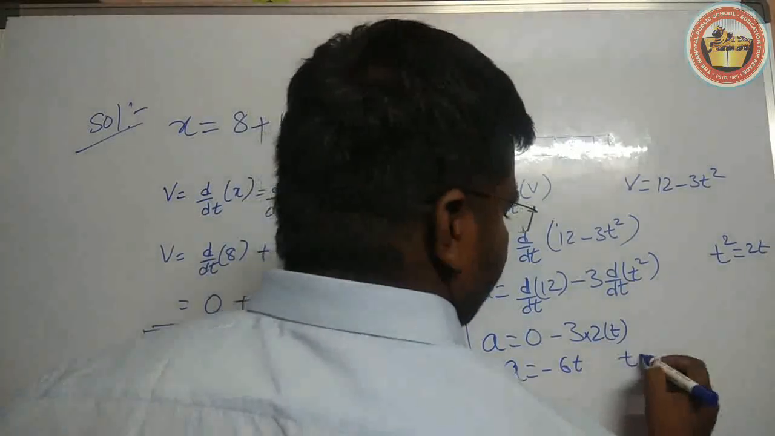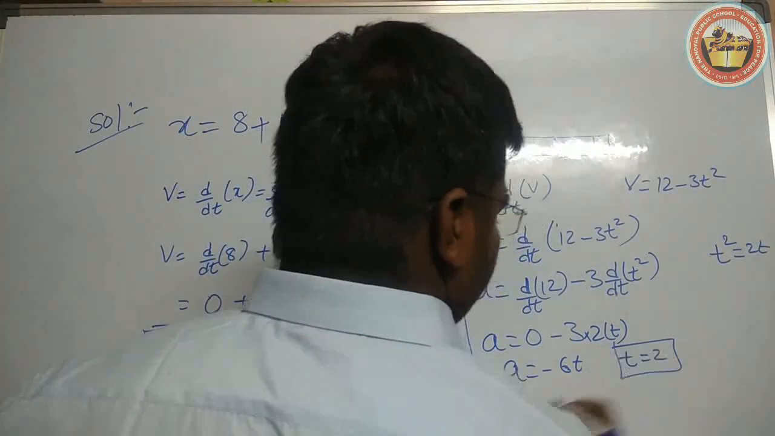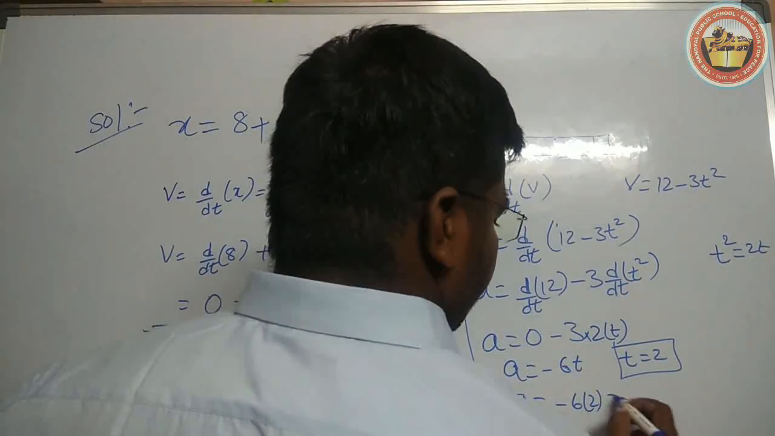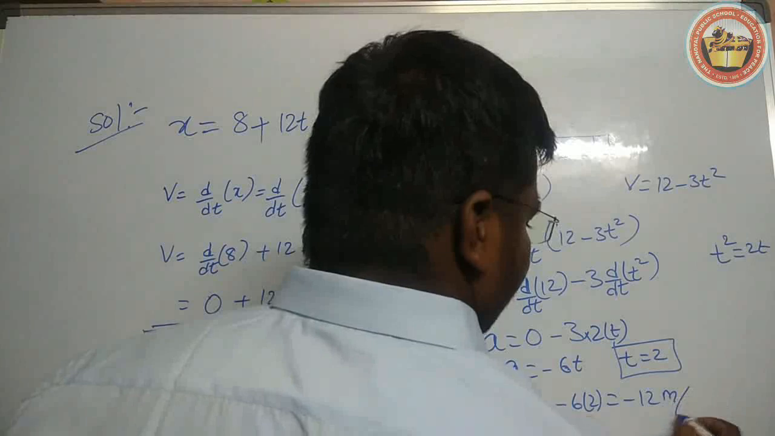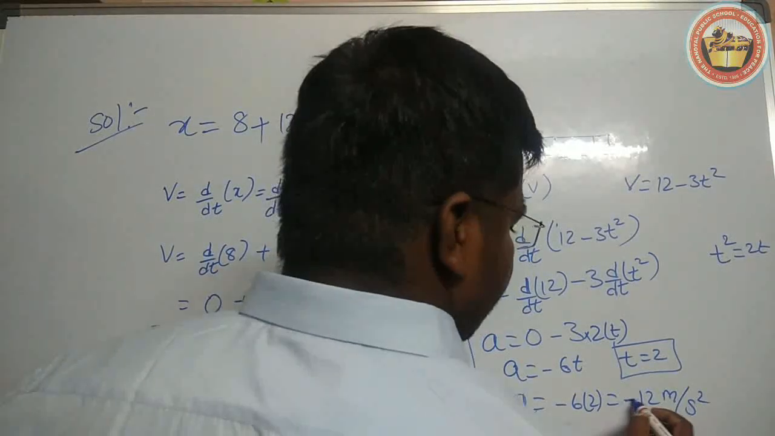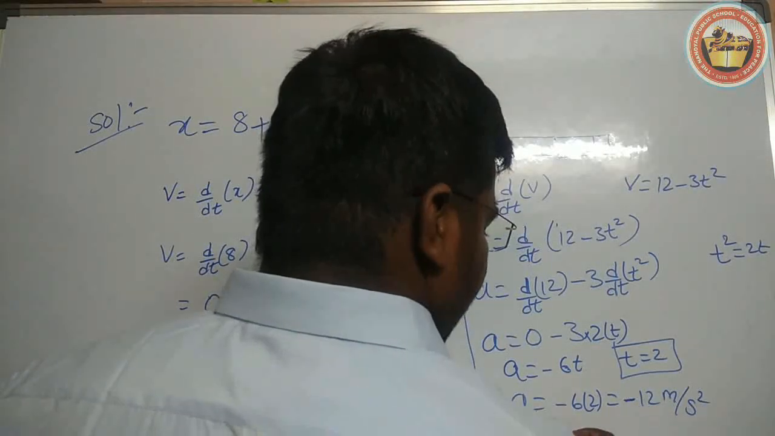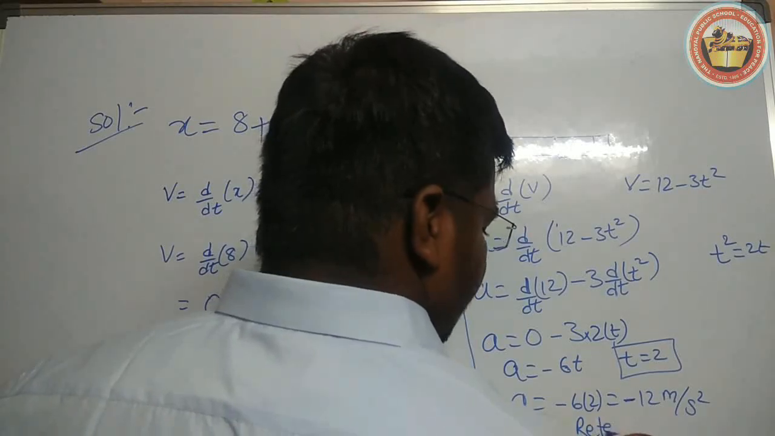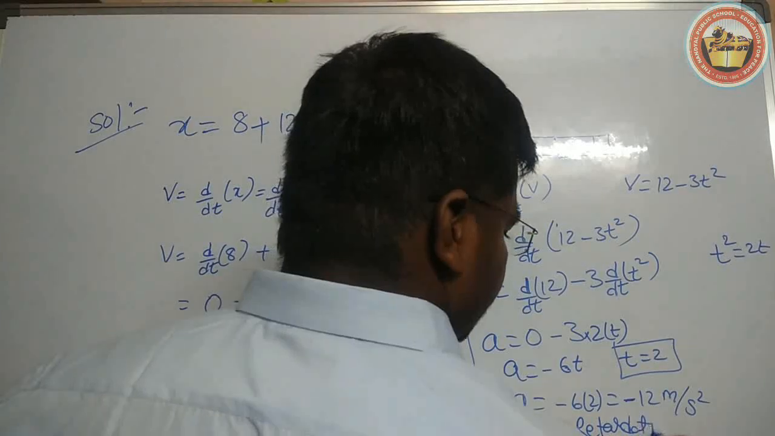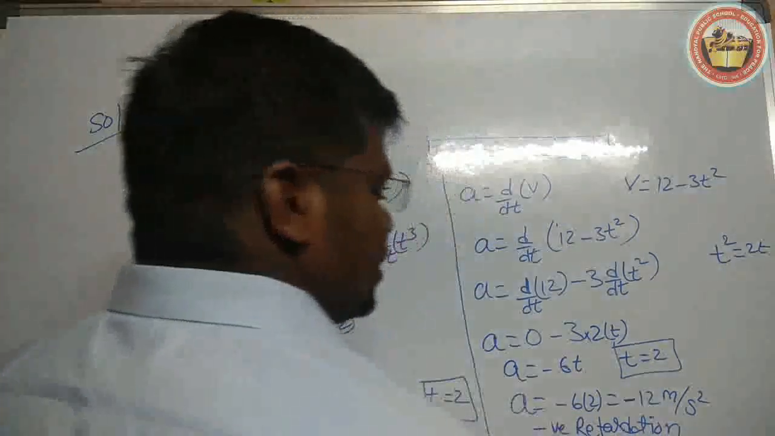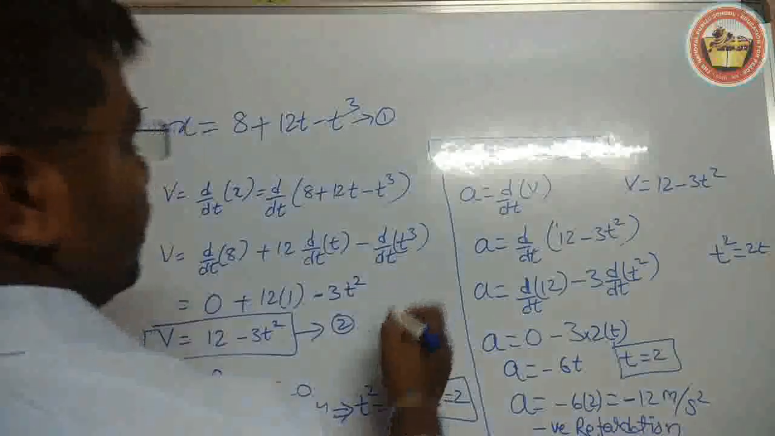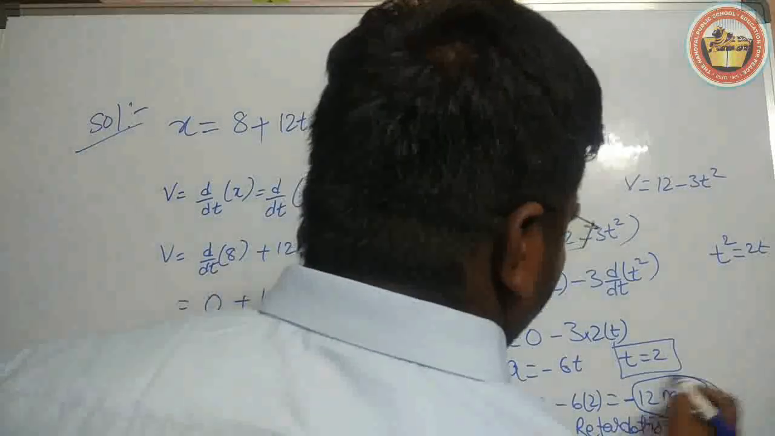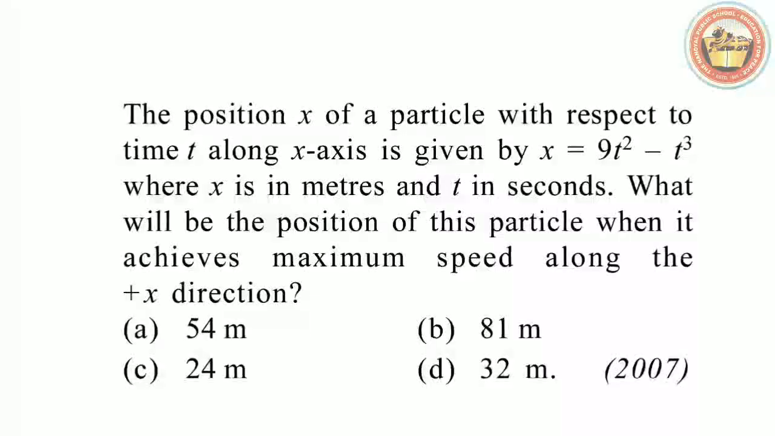So what is the t value? The t value is 2. We get A is equal to minus 6 into 2, that is minus 12 meters per second square. This minus indicates retardation. The negative indicates retardation. So the answer is 12 meters per second square.